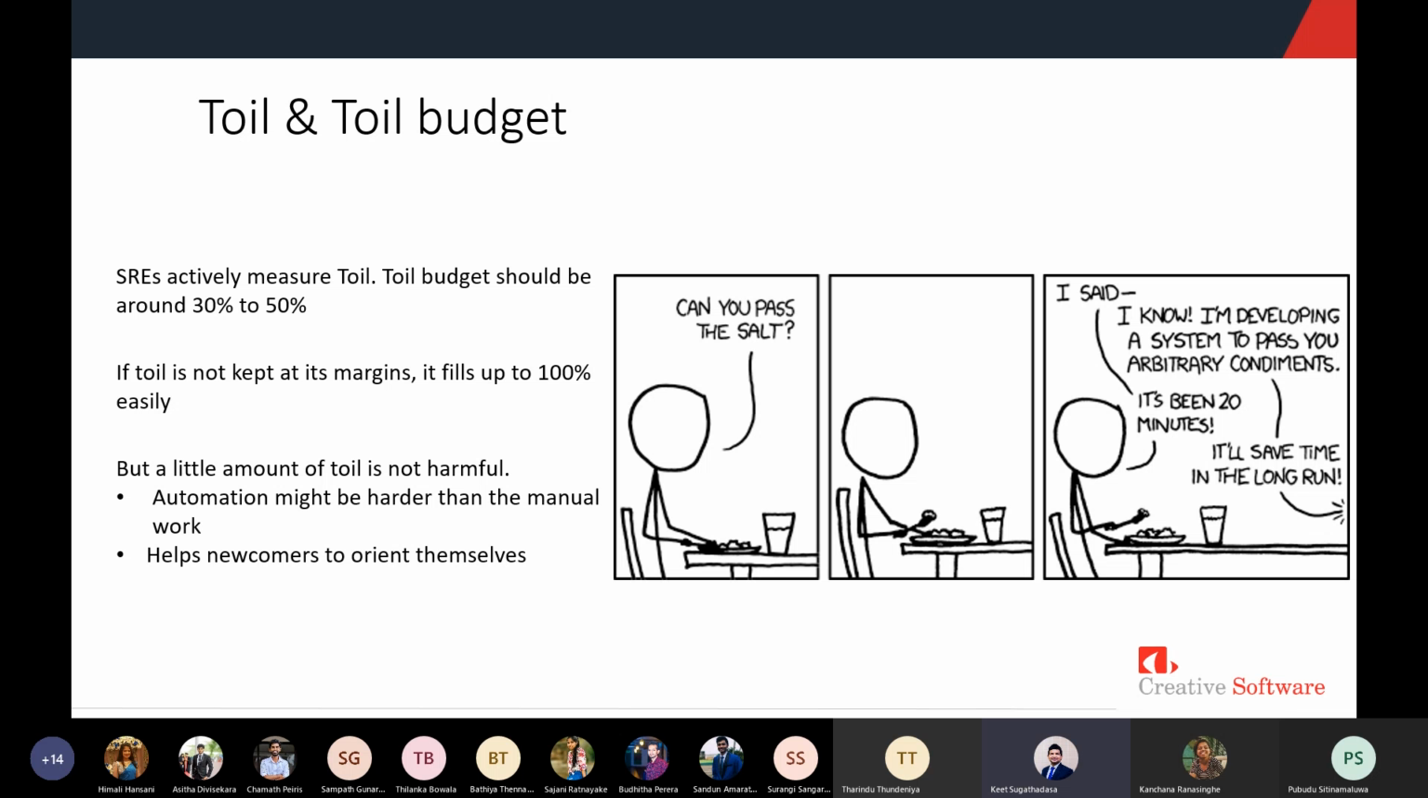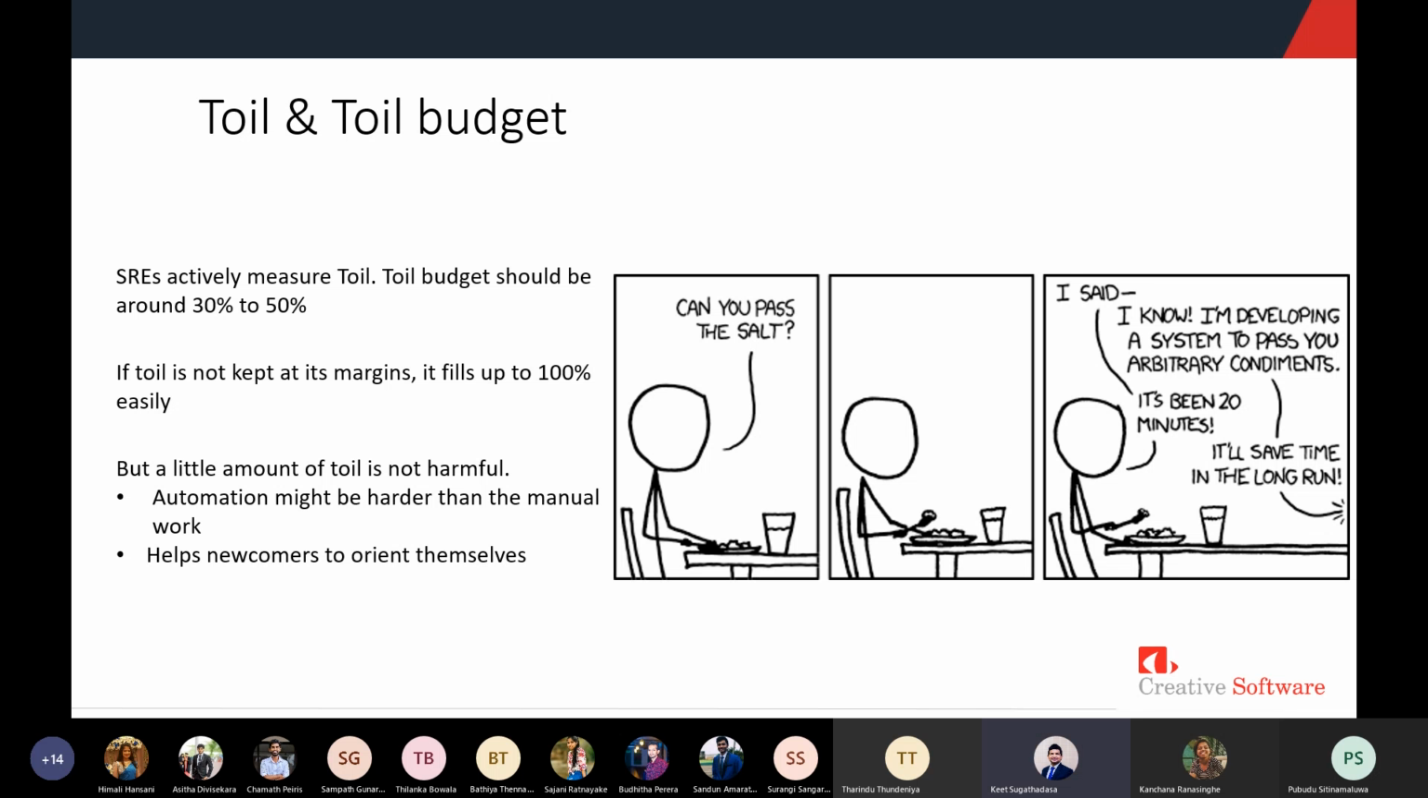If you do it more than 50%, people will start getting bored. They will get stagnated and they will start not liking their job. So it's always important to balance it between 30% to 50% of manual work. And the rest of the time, you need to be doing actual software engineering work to develop fixes for problems and things like that.